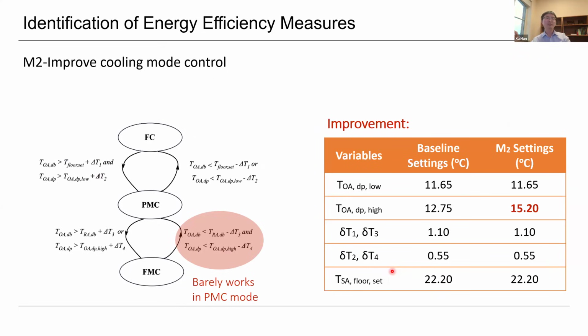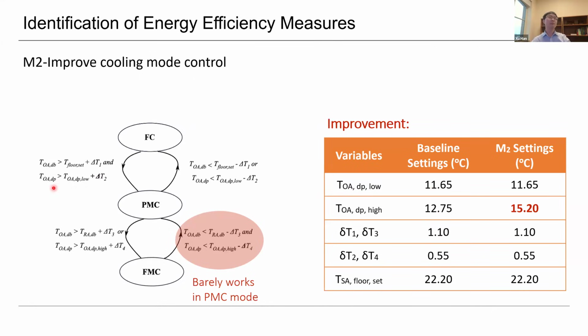And then we looked at the reason. We found the reason was that they have a lower band and a high band of the outdoor dew point temperature. They have a threshold, the lower band and high band. This is really to control the moisture, because they don't want to introduce too much moist air from outdoors. But we found this lower band and high band are too close. One is 11.6, the other is 12.7.